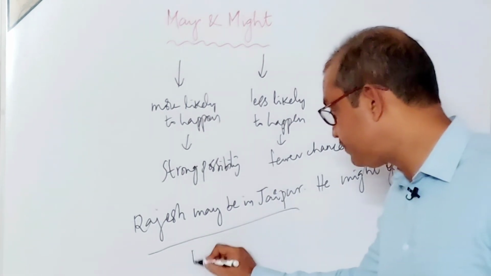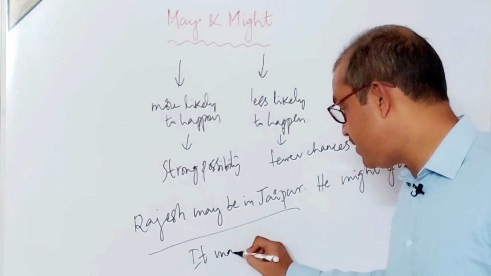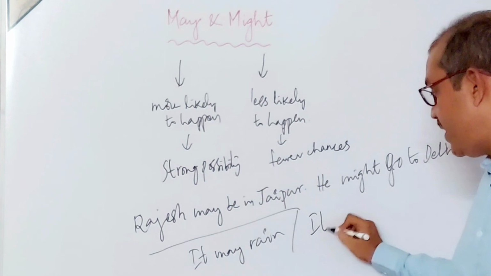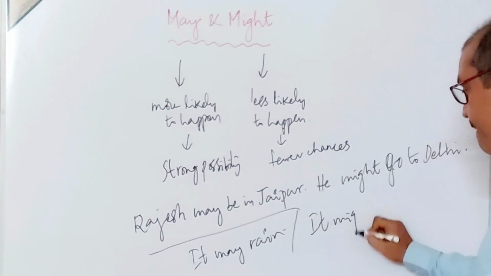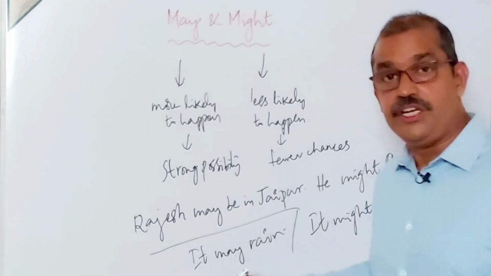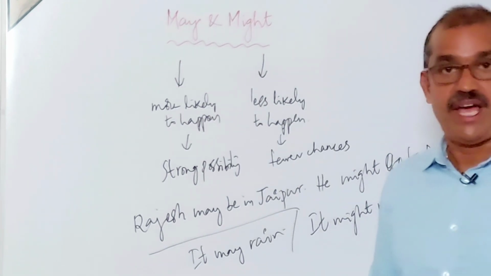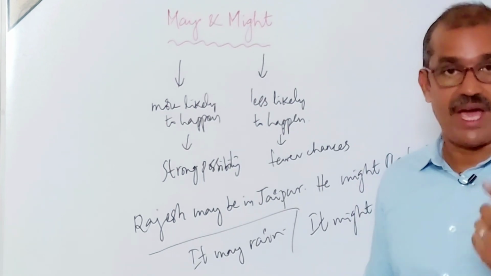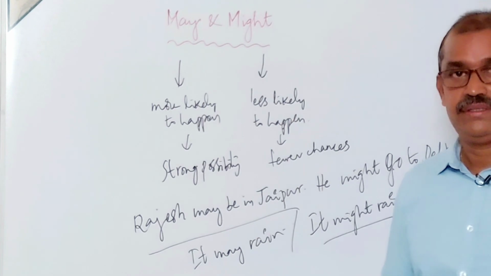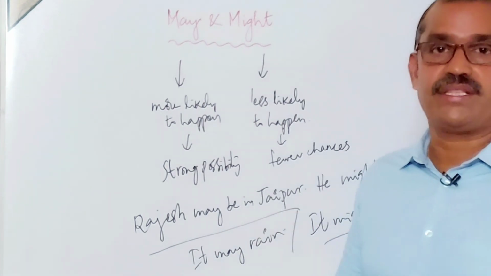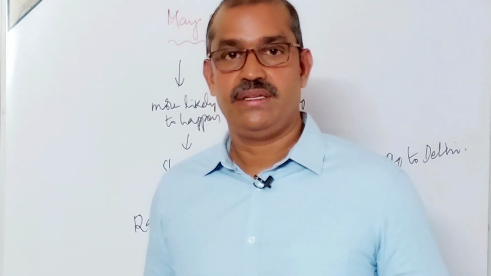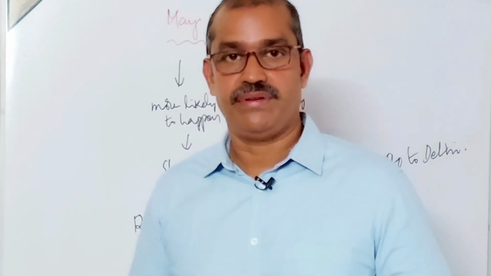One more example. It may rain. It might rain. It may rain means there is a strong possibility of happening. There is a strong possibility of having rain. But here there are very fewer chances of having rain. Right? Friends, you can understand. You have understood how to use may or might on different occasions in our daily life.